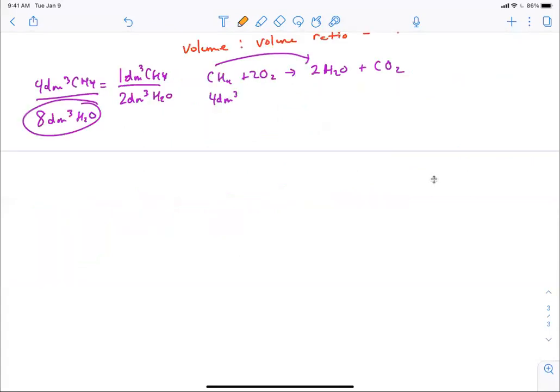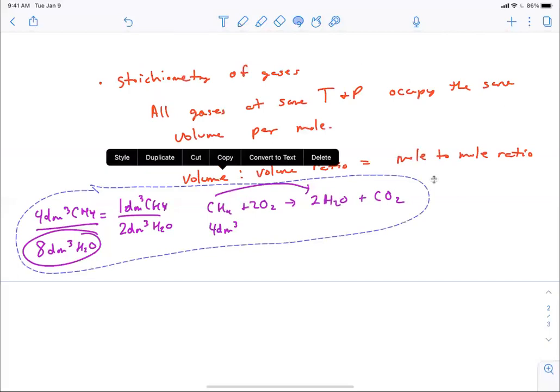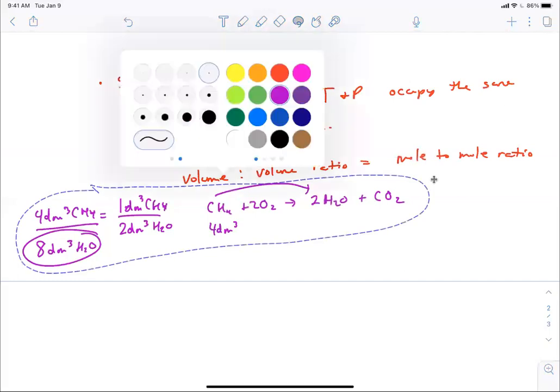The last thing I want to talk about, oh, this shouldn't be purple, sorry. I just got into the habit of changing colors again, so let me show you. Okay.